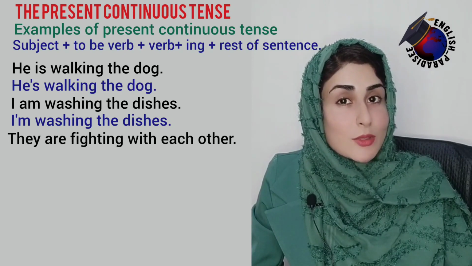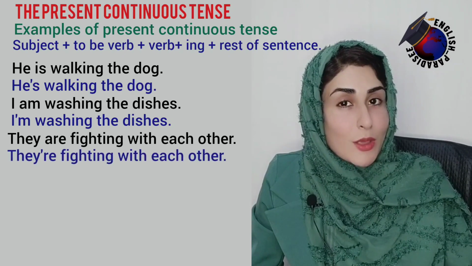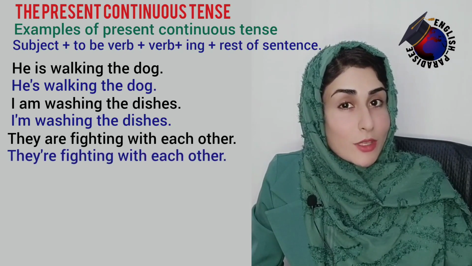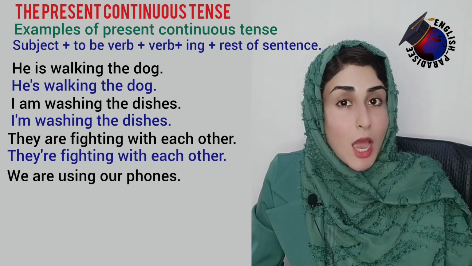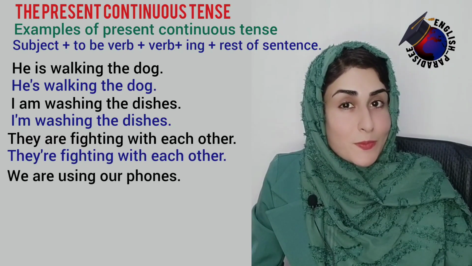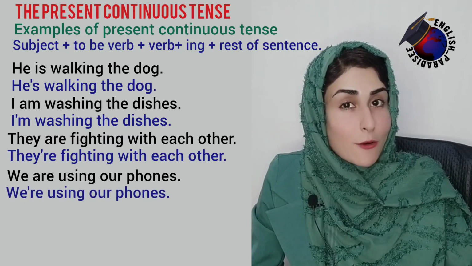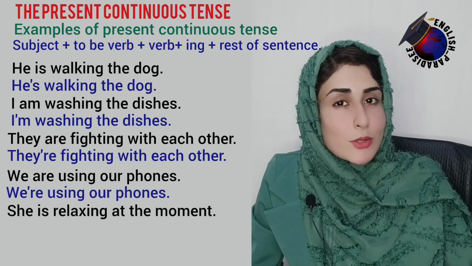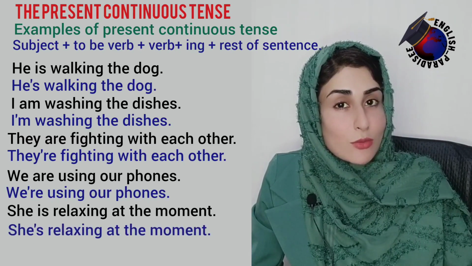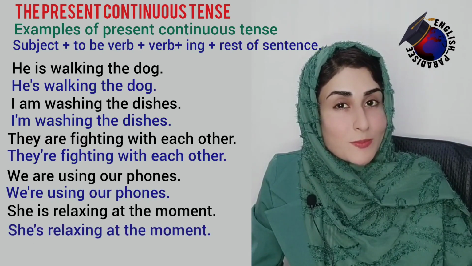They are fighting with each other. Or you can use the contraction form. They're fighting with each other. We are using our phones. Or the contraction form. We're using our phones. She's relaxing at the moment.